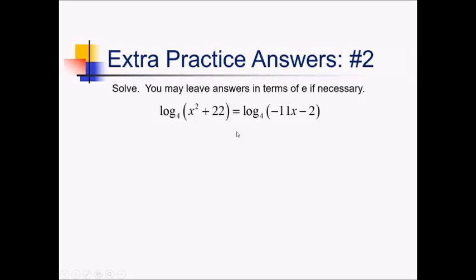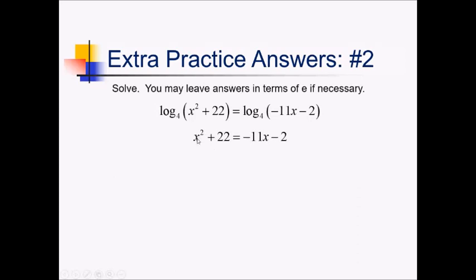For this problem, we can start to get rid of these logs by raising the base 4 to both sides of the equation. So if I raise 4 to both of these log 4s, it's going to cancel out the logs and leave us with just x squared plus 22 equals negative 11x minus 2. Next, since this looks like it's going to be a quadratic equation, I'm just going to get everything over to the left side and see if I can factor this thing.